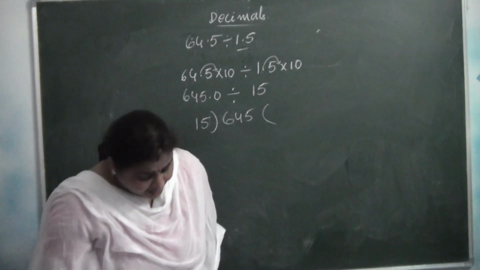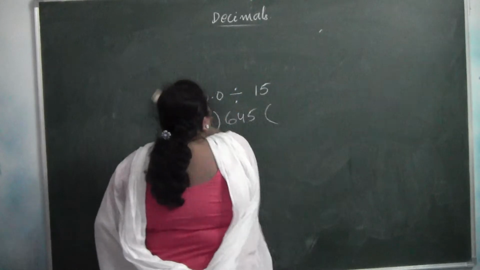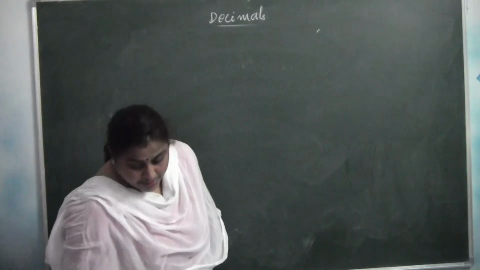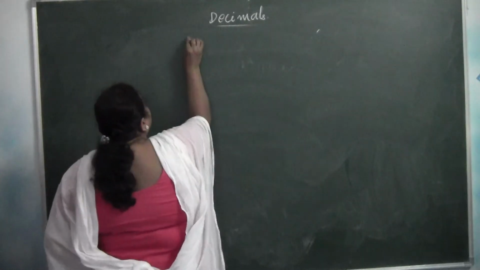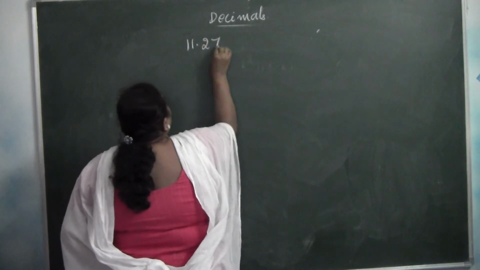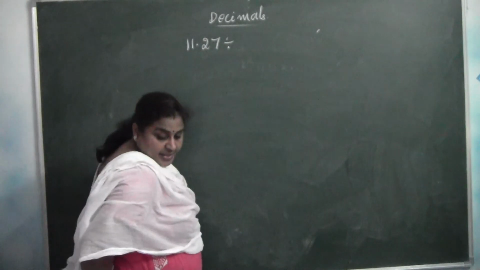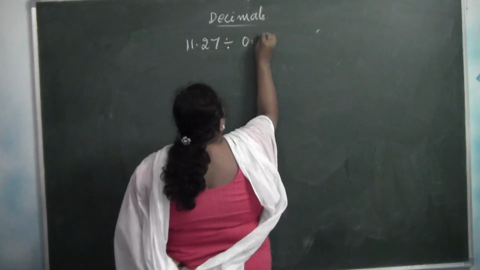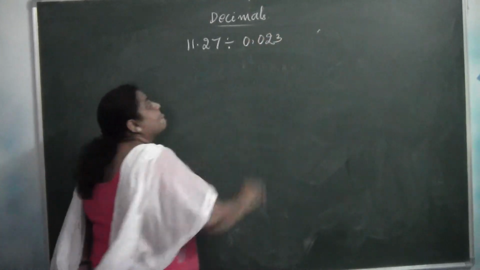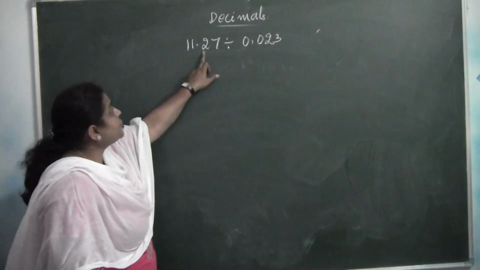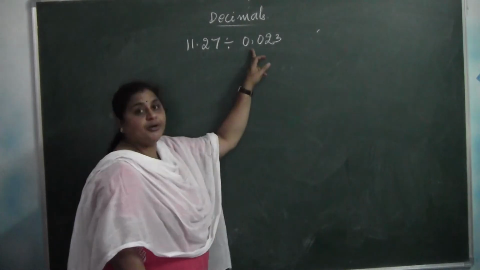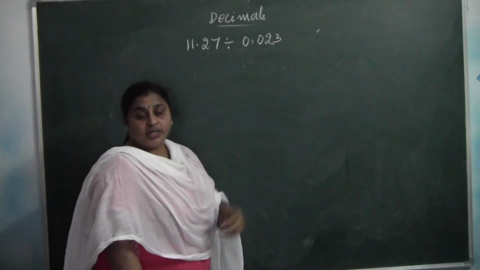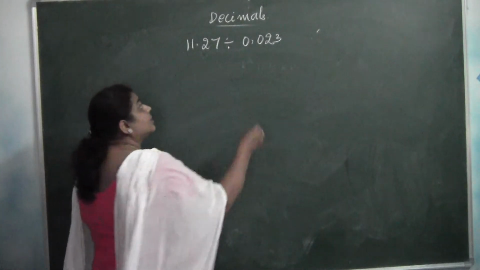Now let us take the other example so that you can even understand more clearly. Now we have 11.27 divided with 0.023. Now 11.27 divided with 0.023. What is the divisor in this?